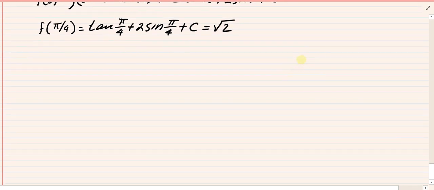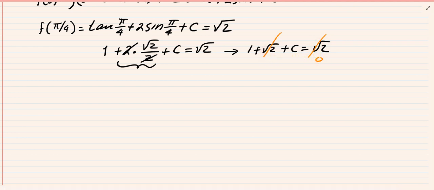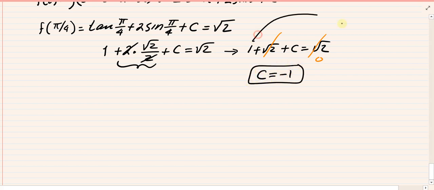Now, tangent of 45 degrees or pi over 4 is 1, plus 2 sine of pi over 4, which is 1 over root 2 or root 2 over 2 once you rationalize it, plus a constant equal root 2. And from this, the 2's cross out, so I get 1 plus root 2 plus c equal root 2. Then you can subtract square root of 2 from both sides. This becomes 0, right? And this means c must be negative 1. Move 1 to the other side, becomes negative 1.